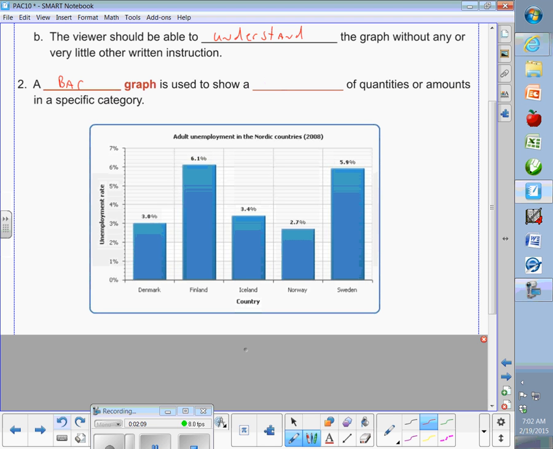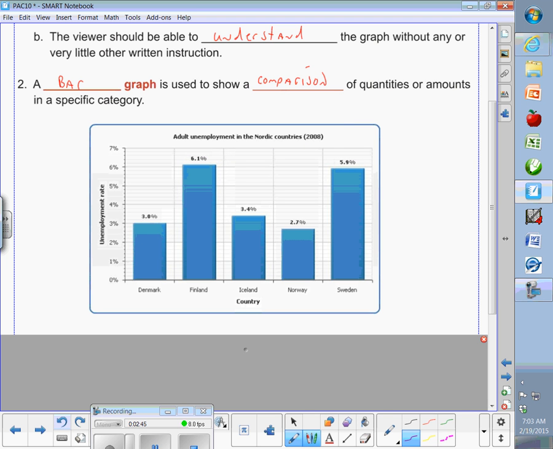A bar graph is used to show a comparison of quantities or amounts in a specific category. I like this graph. It's a pretty good one. We've got a descriptive title. What is it? Adult unemployment in the Nordic countries, 2008. All right, that's pretty clear. We're talking about unemployment. We're talking about Nordic countries, Sweden, Finland, etc. And we're even given the year, so that's a nice descriptive title.